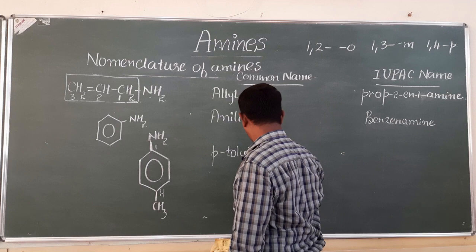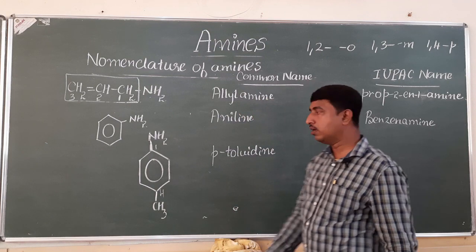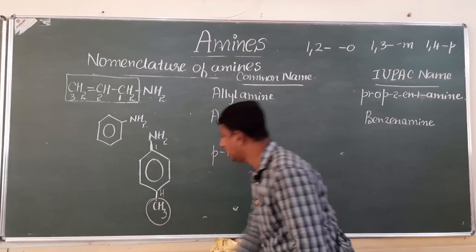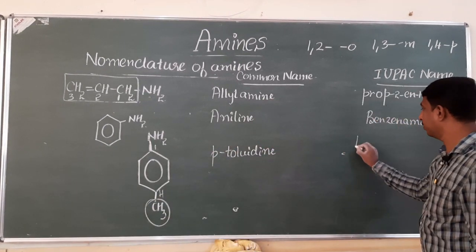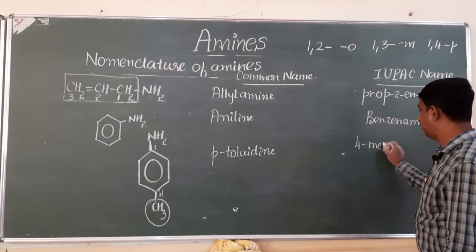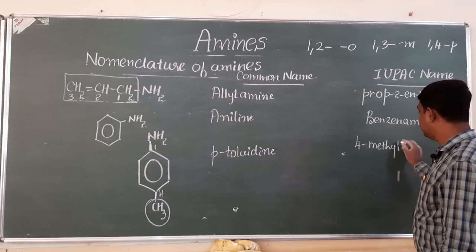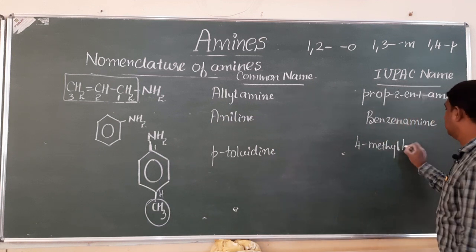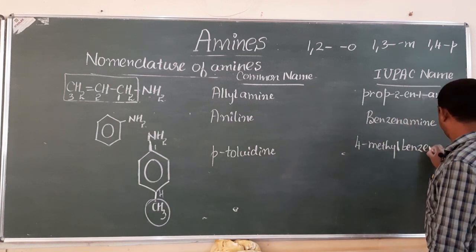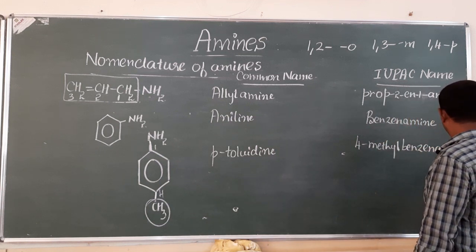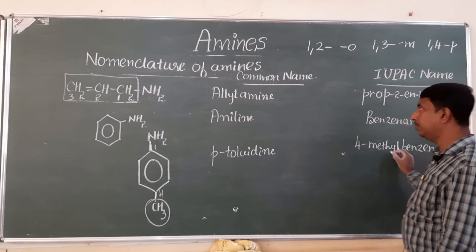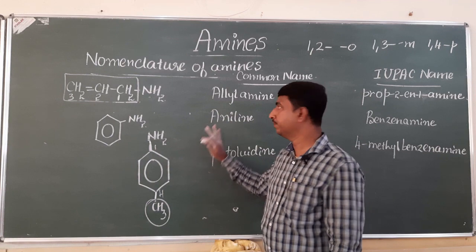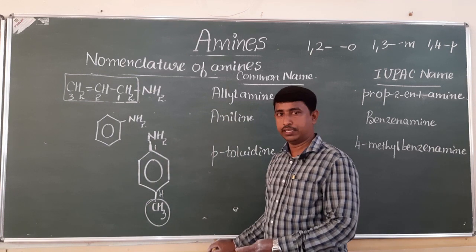toluidine. Para toluidine. IUPAC name: the substituent group is present at carbon number 4, so 4-methyl benzene plus amine, benzenamine. 4-methyl benzenamine. Hope it is clear. Nomenclature of amines. Thank you.